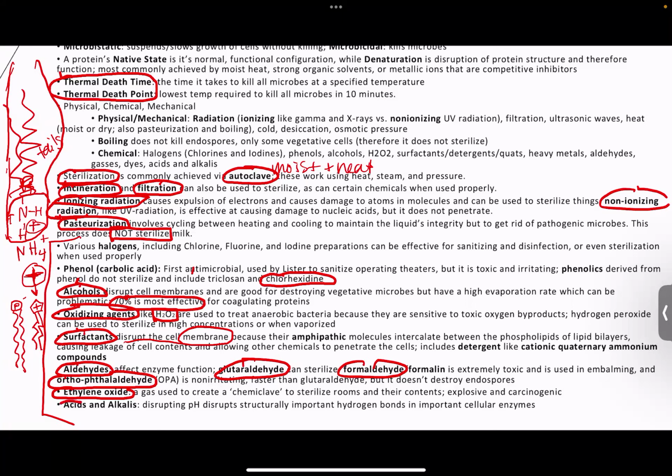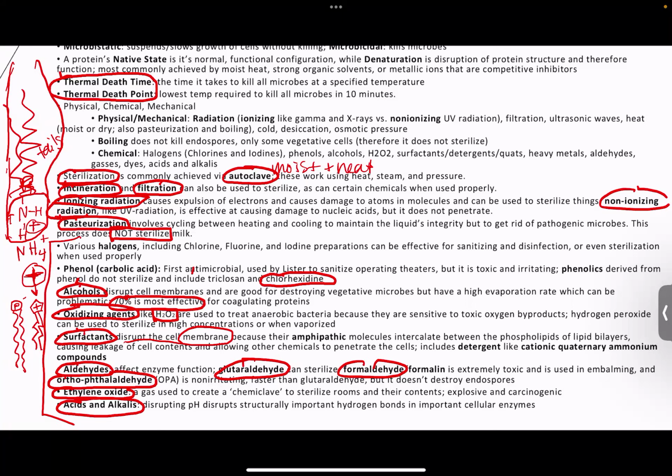Then we have, that's using gases to sterilize things. Then we have the acids and the alkalis, which almost never sterilize. Now, if you have like super concentrated hydrofluoric acid, could you sterilize with that? I mean, probably, but who's using that, right? So practicality is what we have to think of here.